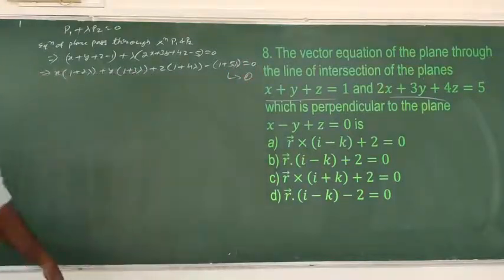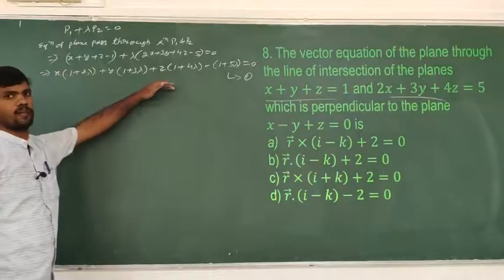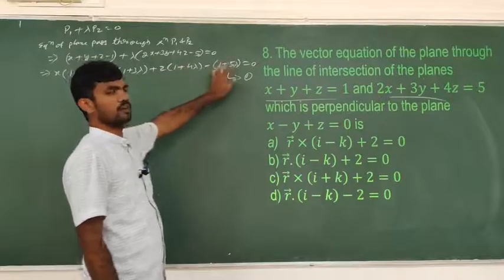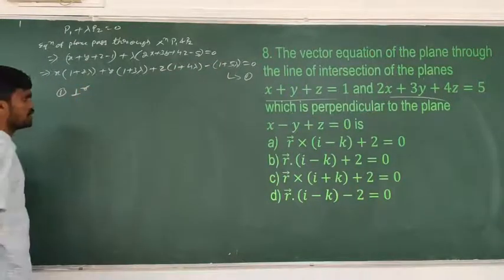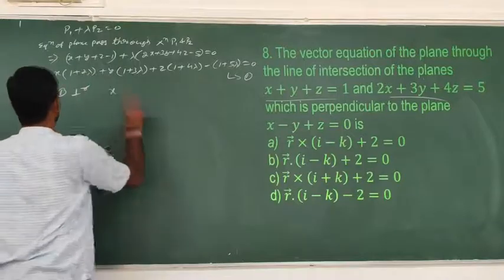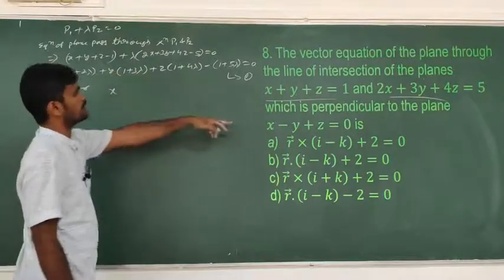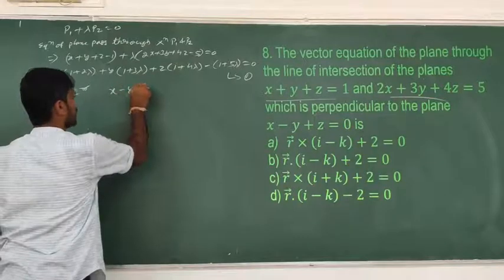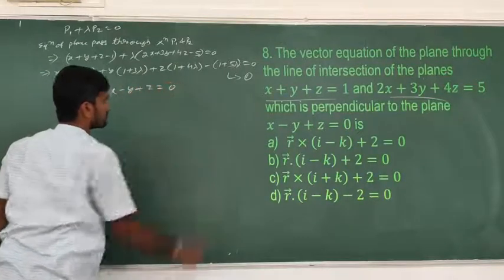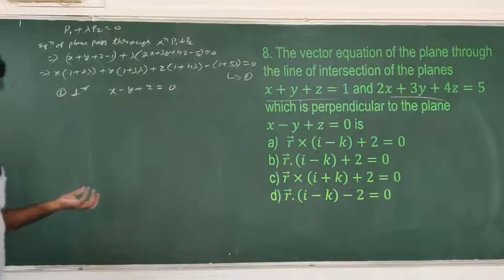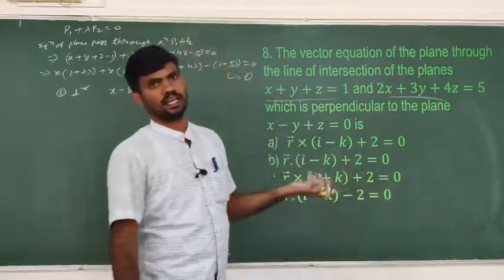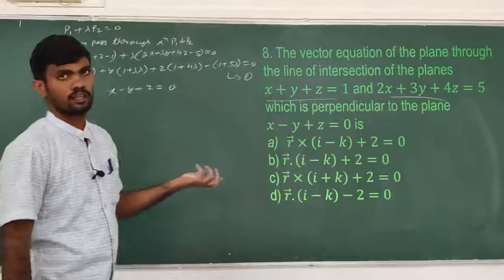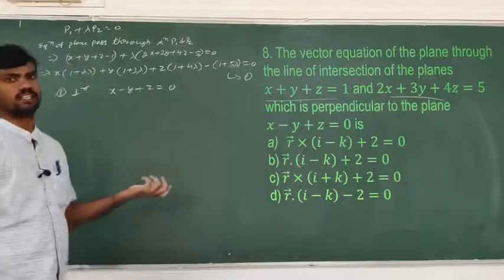Okay, so here this plane contains an unknown value lambda, so that means we have to find this unknown value. Given that equation 1 is also perpendicular to the plane, that means this plane is perpendicular to the plane x minus y plus z is equal to 0. So if two planes are perpendicular, then the sum of products of their corresponding direction ratios is equal to 0.